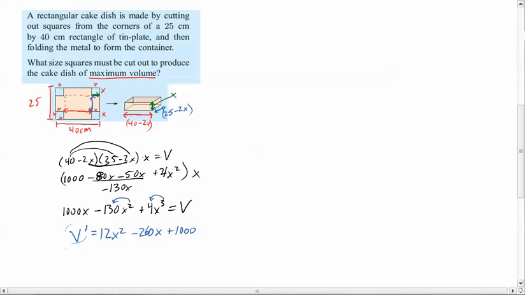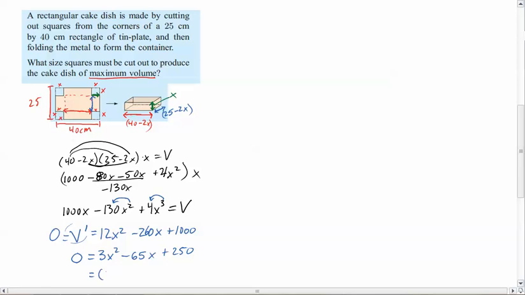Yes, you are more than welcome to use the quadratic formula or completing the square or whatever. I'm going to factor it though. So I know that I want the derivative to be equal to 0, so I'm going to put that as being 0. Everything here is actually divisible by 4, so I'm going to divide everything by 4. So 0 is going to be equal to 3x squared minus 65x plus 250. And then I'm going to go ahead and factor this.